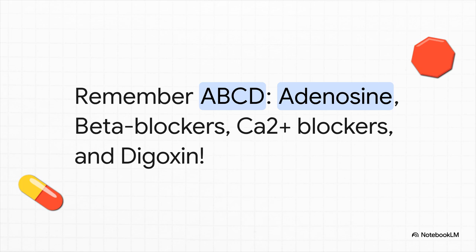Speaking of drugs, when a patient's heart is racing in a tachyarrhythmia, you need a high-yield way to remember how to hit the brakes at the AV node. Just think of your ABCDs. A is for adenosine, B for beta blockers, C for calcium channel blockers, specifically the non-dihydropyridines like verapamil and diltiazem, and D is for digoxin. These are your absolute go-to pharmacological tools to slow down that AV nodal conduction.